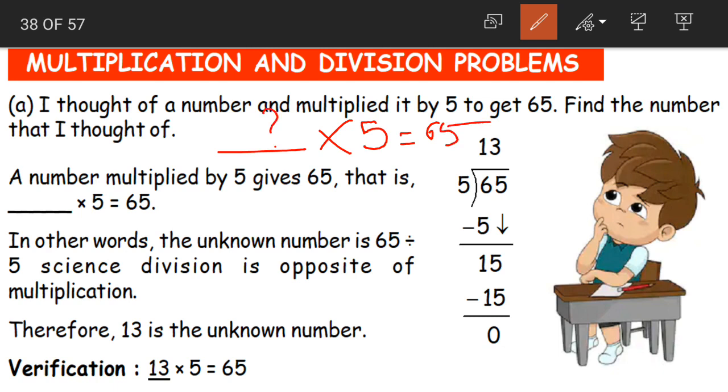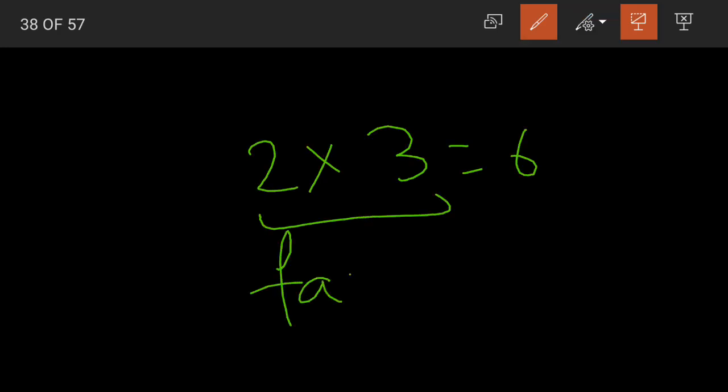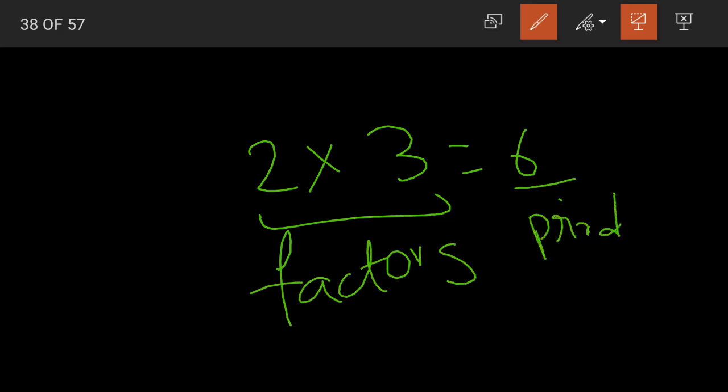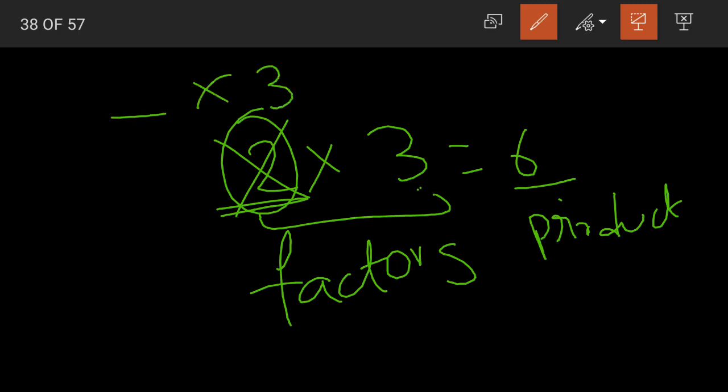What should we do? If you remember when I said 2 3s are 6, what are these two called as? 2 and 3 are called as our factors. Yes, and what is 6? 6 is our product, children. Now whenever we have only a single factor, dash into 3 is equal to 6.